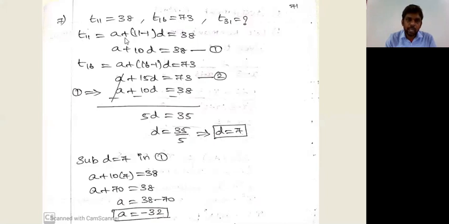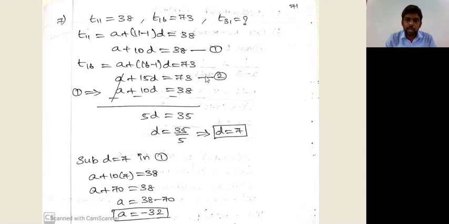T11 is equal to A plus 11 minus 1 into D. Here the n value is 11. So A plus n minus 1, 11 minus 1 into D is equal to 38. So A plus 10D is equal to 38, making this the first equation. It is also given that the 16th term T16 is equal to A plus 16 minus 1 into D is equal to 73. So A plus 16 minus 1 is 15D is equal to 73, making this the second equation.